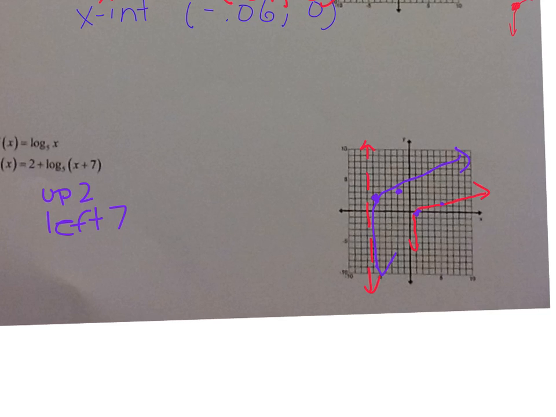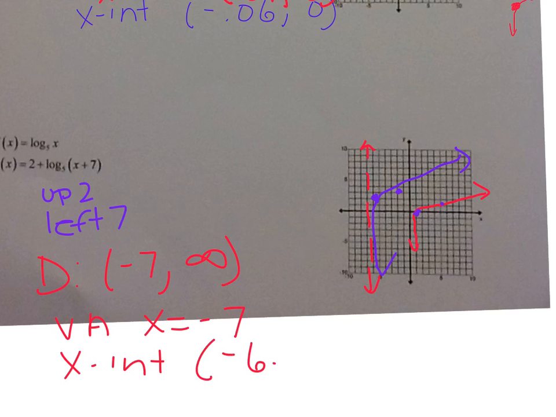So my domain is from -7 to infinity. My vertical asymptote is x equals -7, and my x-intercept is -6.96, 0.